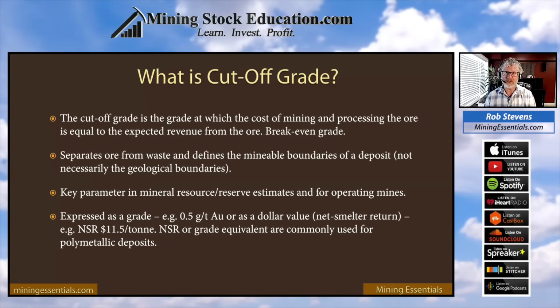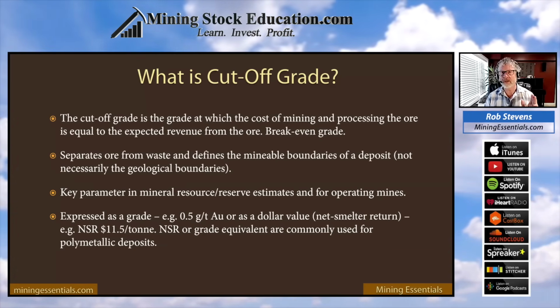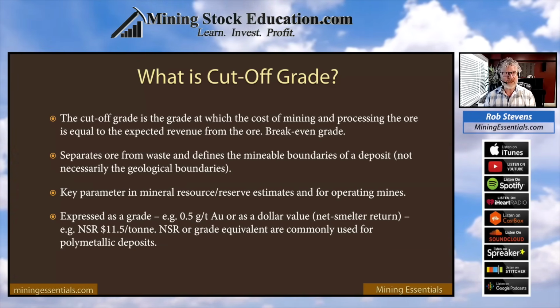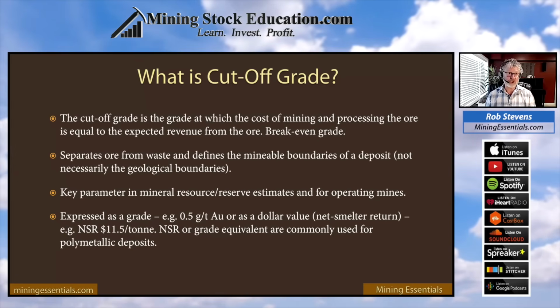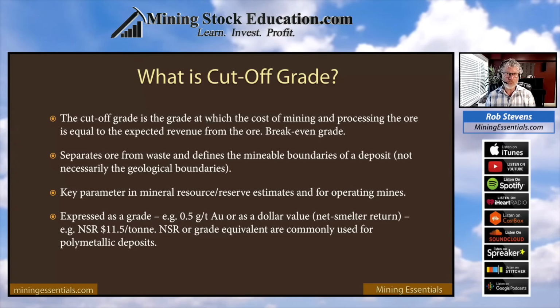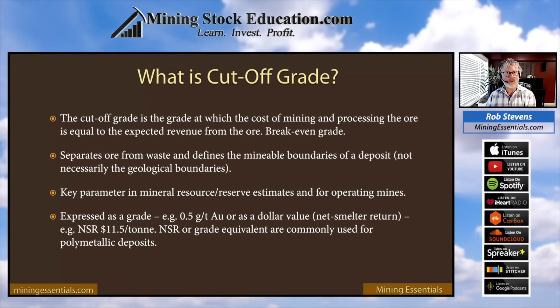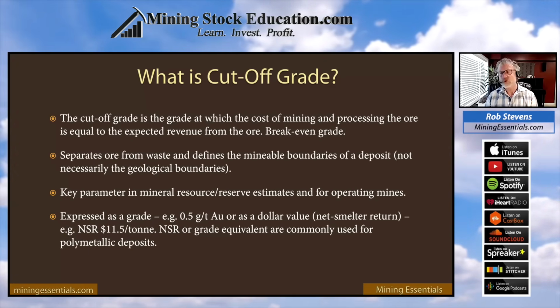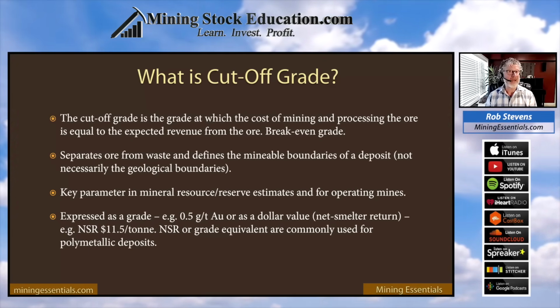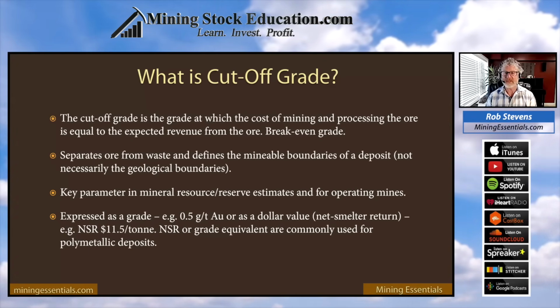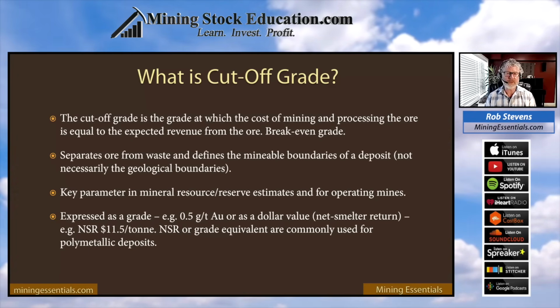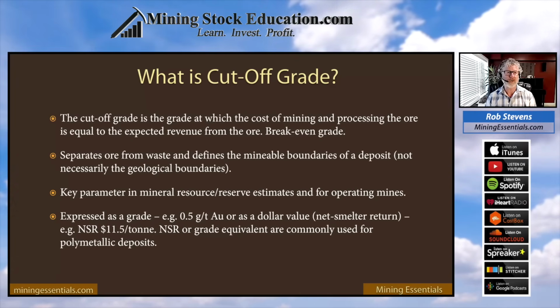Now, that's not the case in all deposits. If you have, for example, an underground vein-style deposit, it often has very sharp boundaries between what is ore or mineralized and the wall rock or the waste rock. So in that case, the cutoff grade may match geological boundaries, but it doesn't always. So it's a key parameter, as we've mentioned already, in mineral resource and reserve estimates and for operating mines.